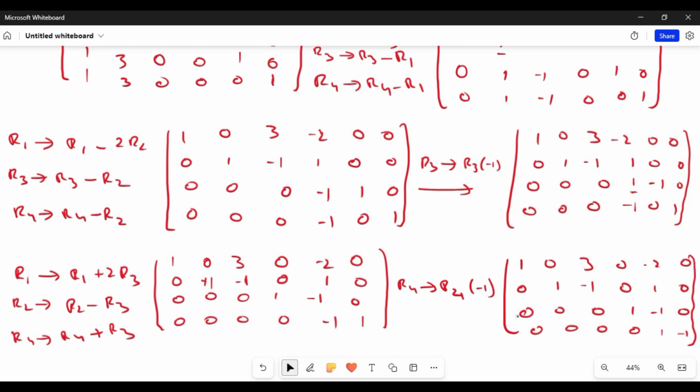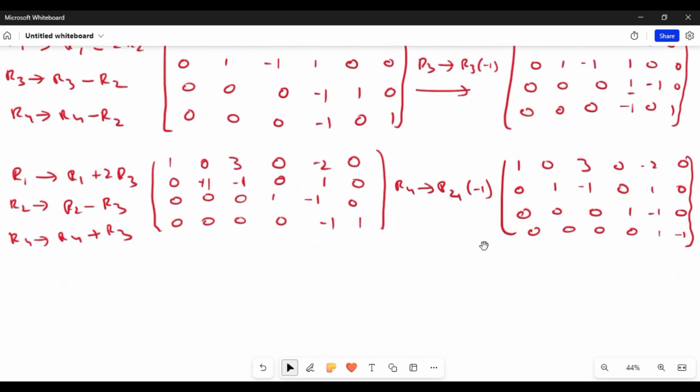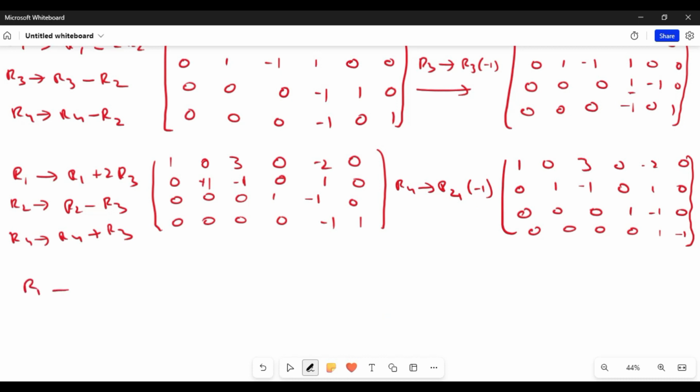And at the end, the fourth leading element in the fourth column is 1. The same column element should be converted into 0 by using this leading element. Their formulas will be written here. R1, we want R1 plus 2 R4. So row 1 becomes 1, 0, 3, 0, 0, minus 2.